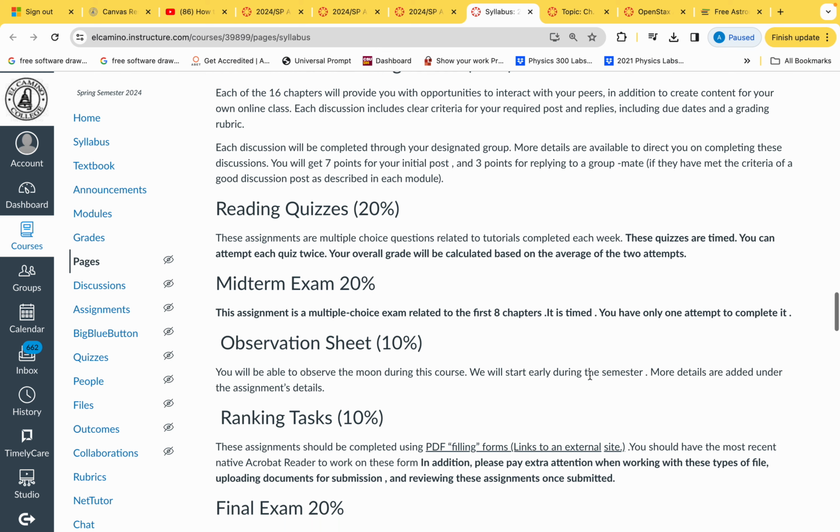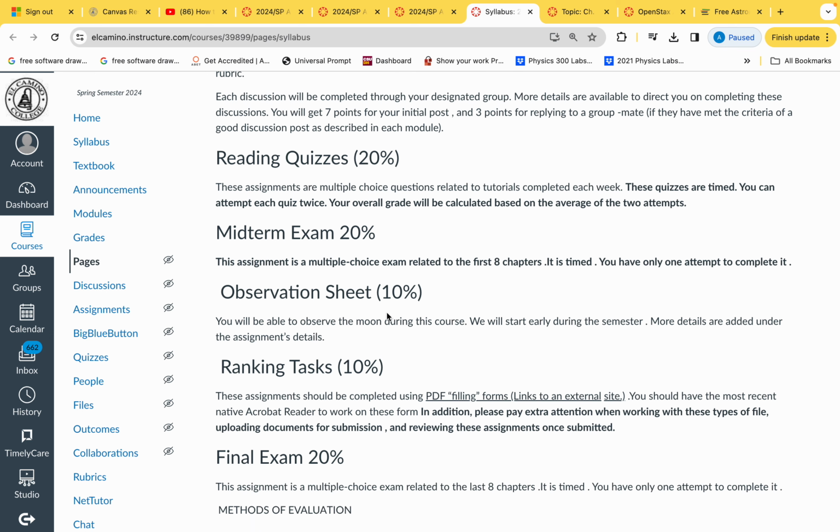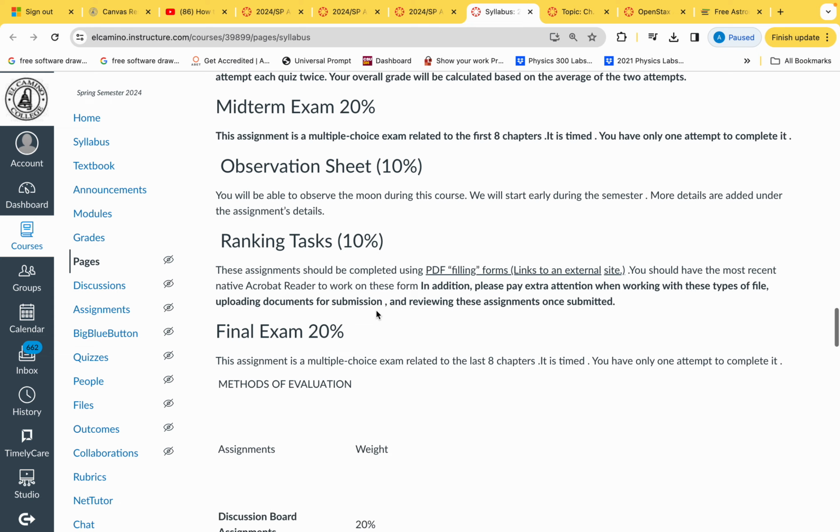And these are also 20%. There is a midterm exam. It's going to be based on the first 8 chapters. This one here, by itself, is one assignment, but it is 10%. It's very important because we want to observe the moon. I will ask you to observe the moon for about 29 days. We're going to talk about more details, but we are going to start with it very early, like in chapter 4. You will submit your work by the end of the semester. I will tell you when.